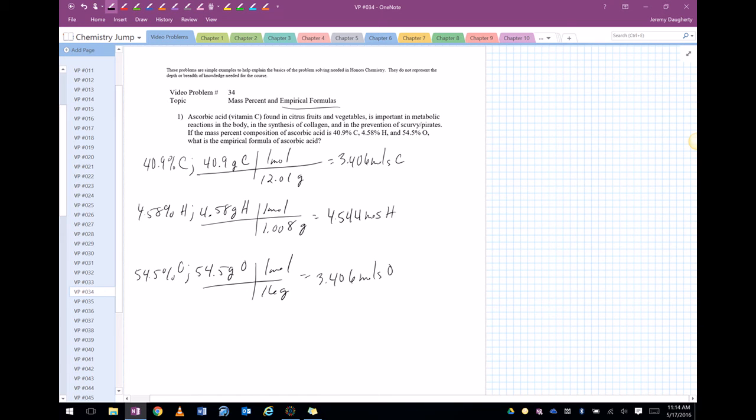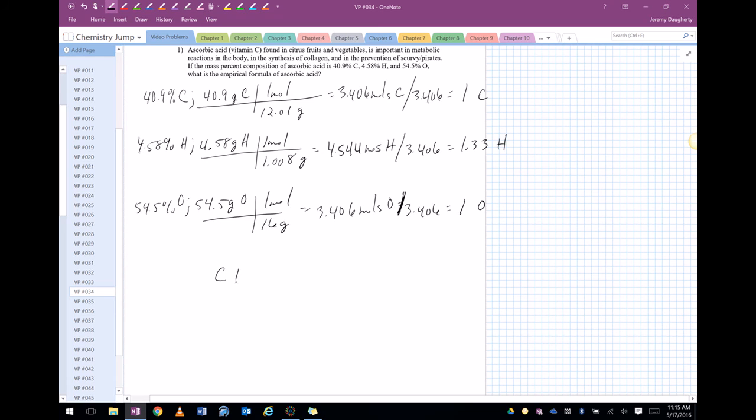So it's the lowest whole number ratio of moles. So I'm going to divide through by the smallest, which happens to be 3.406. So that means I get one carbon. Divide this by 3.406, and that gives me probably 1.5. I'm guessing here, but let's check it just to make sure. Yeah, actually it doesn't. It gives me 1.33 hydrogens, and then for oxygen I'm going to divide through by 3.406, and that gives me 1 oxygen. Now, so that's my empirical formula, CH1.33O. But you know as well as I do that I can't have a 0.33, right?